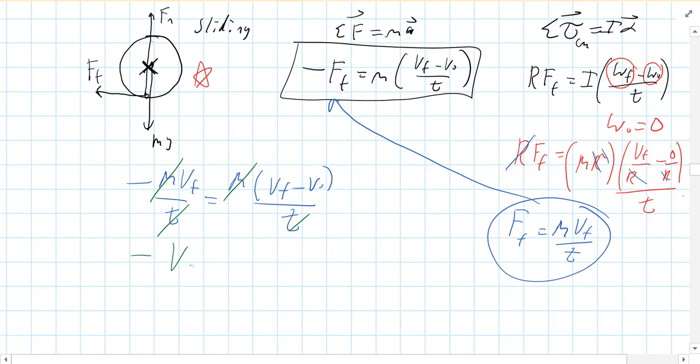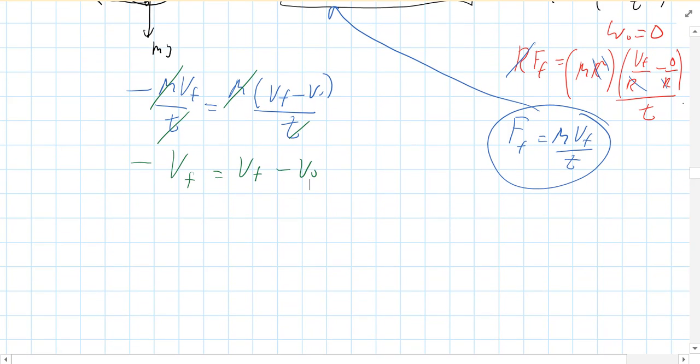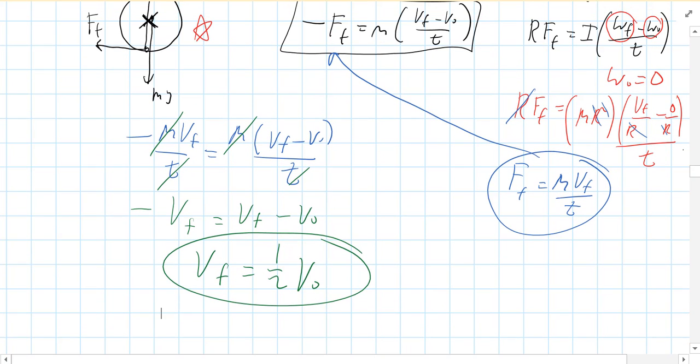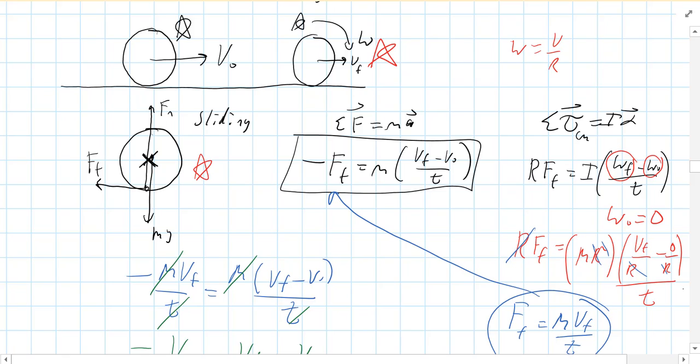Look at this: negative VF equals VF minus V naught. If you move this VF over to here, you get negative 2VF equals negative V naught. Divided by negative 2, you get VF is half of V naught. So for a hoop, if you slide it along the floor and watch it, its final velocity when it's actually rolling will be half of its velocity when you let it go.